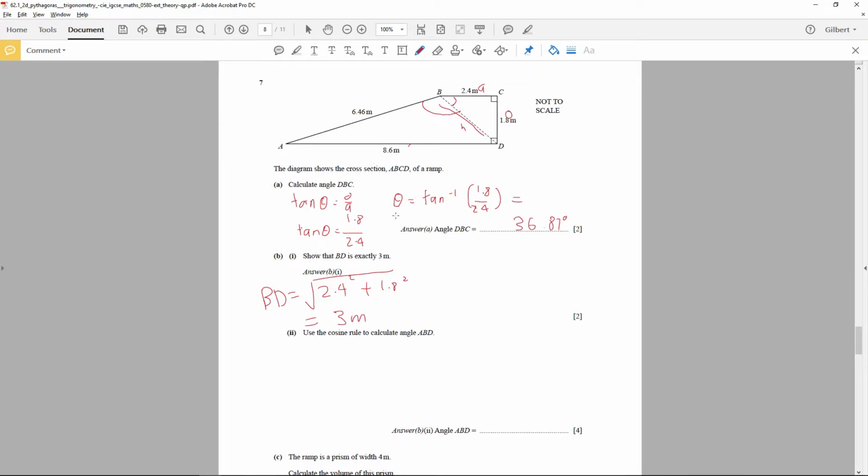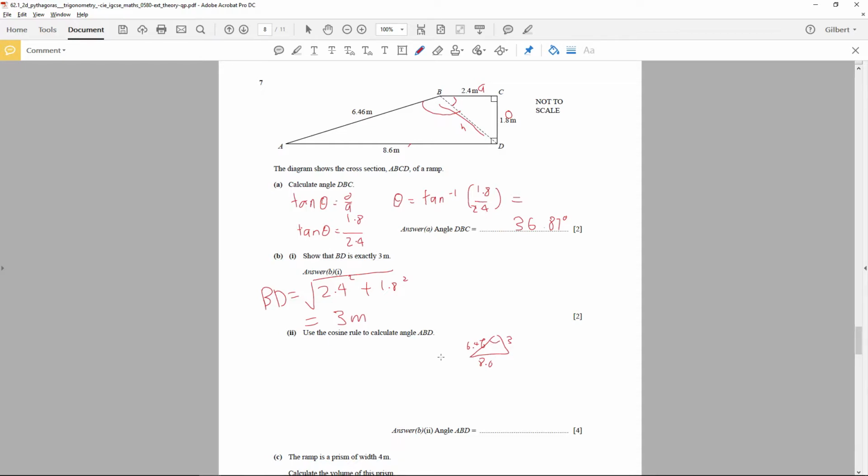What do we have here? Alright, if we look at just this triangle, we could redraw it: this side is 6.46, this is 8.6, and this is 3 meters. We want to find this angle here.